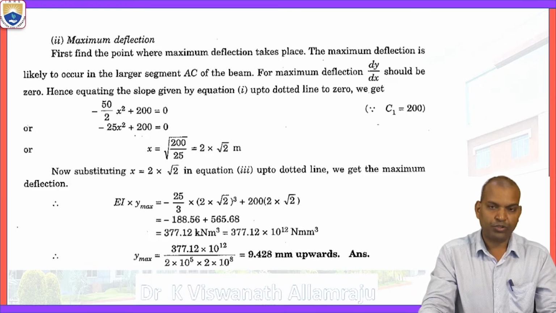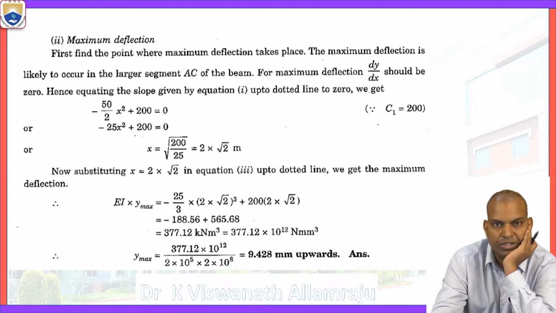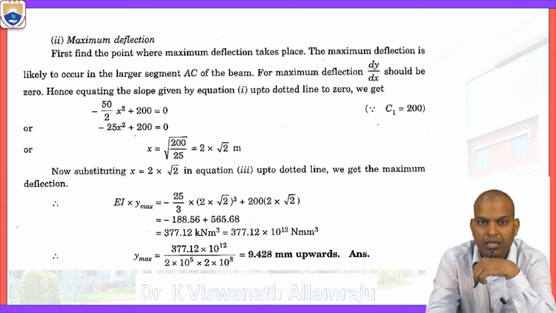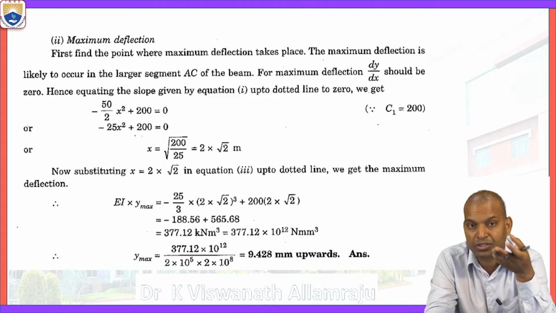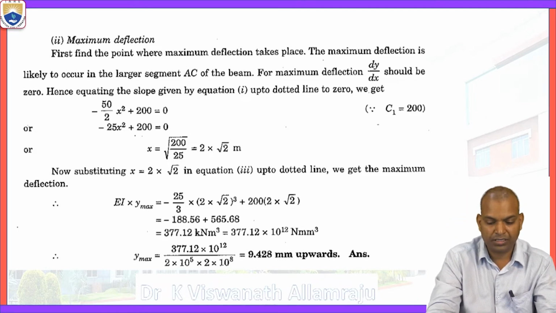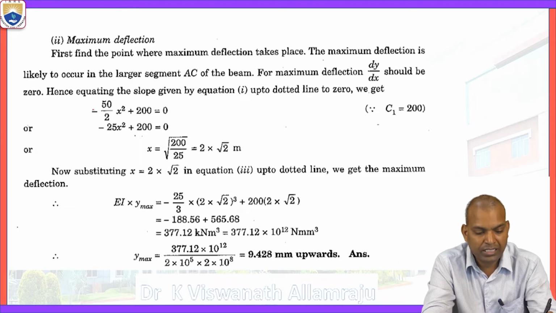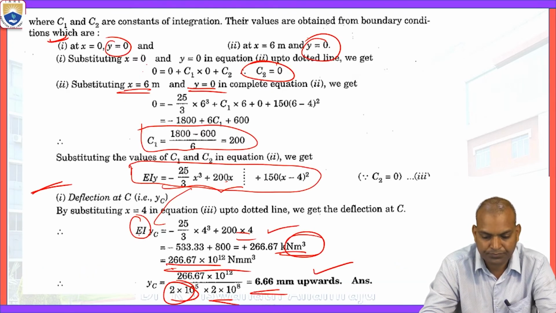How to calculate the maximum deflection value? First we have to locate the position of the maximum deflection. Where the maximum deflection comes, there the slope is 0. That means the slope equation, equation 1, equal to 0, after substituting the constant of integration C1. The maximum deflection takes place in the larger segment, that is A to C, the AC portion.